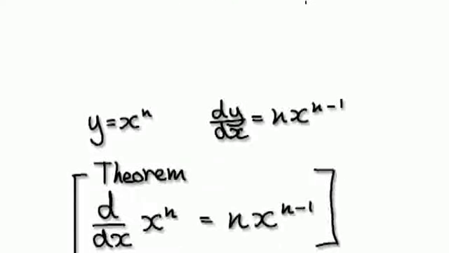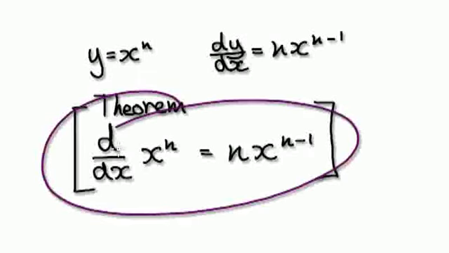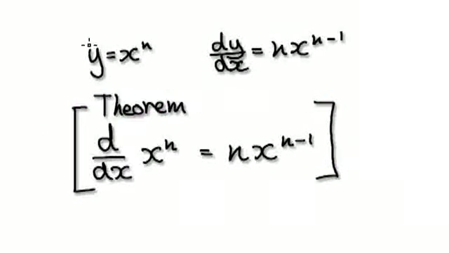In this video, we're going to talk about this theorem here. Whenever you're given y equals x to the power of n, if you differentiate this, which is dy by dx, it will give you this thing here.